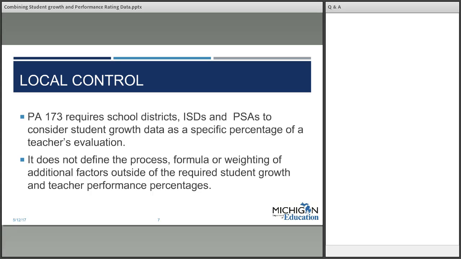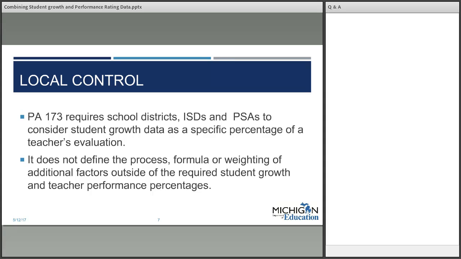We would be remiss to not talk about the fact that Michigan is a state that relegates a lot of decision making to local control. PA 173 requires school districts, ISDs, and PSAs to consider student growth data as a specific percentage of a teacher's evaluation. But it does not define the process, formula, or weighting of additional factors outside of the required student growth and teacher performance percentages.